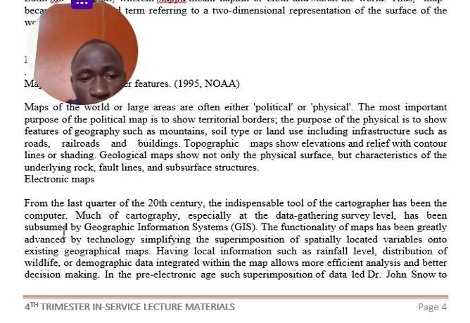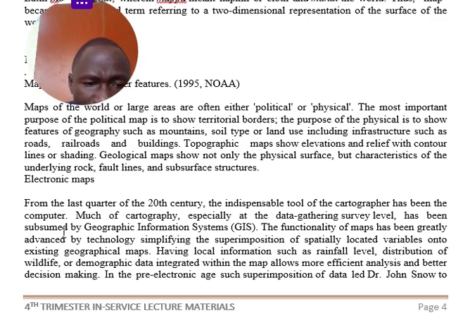Then you have what we call geological maps. These ones try to show the physical surface, but also characteristics of underlying rocks. Then talk about the fault lines, the one I talked about. Then talk about the subsurface structure, then electronic maps. When you talk about the subsurface structure, these ones try to show how the surface looks in terms of physical features that appear on the Earth's surface.